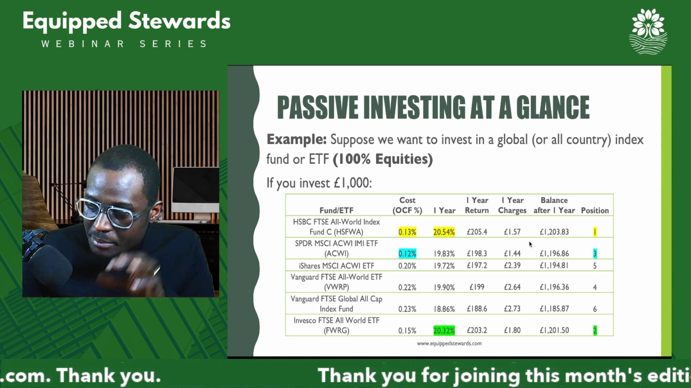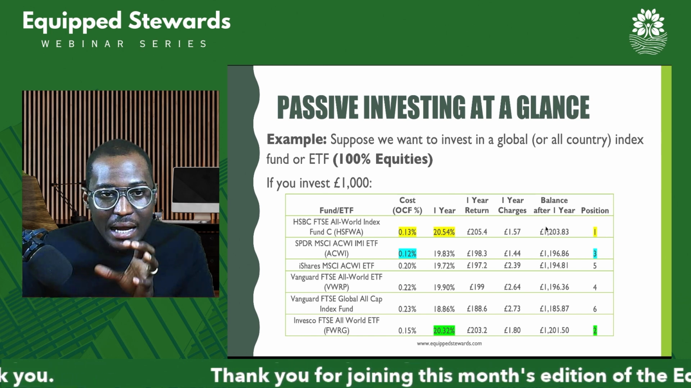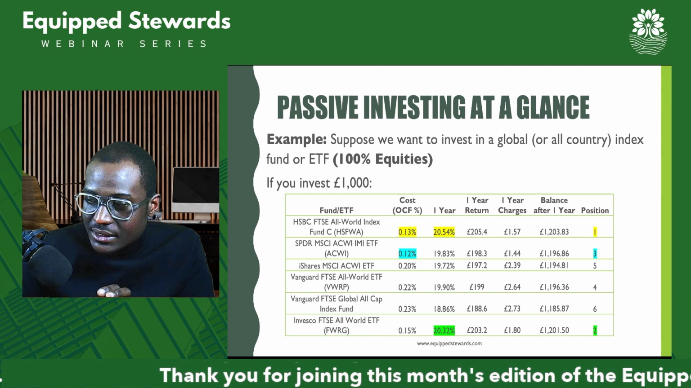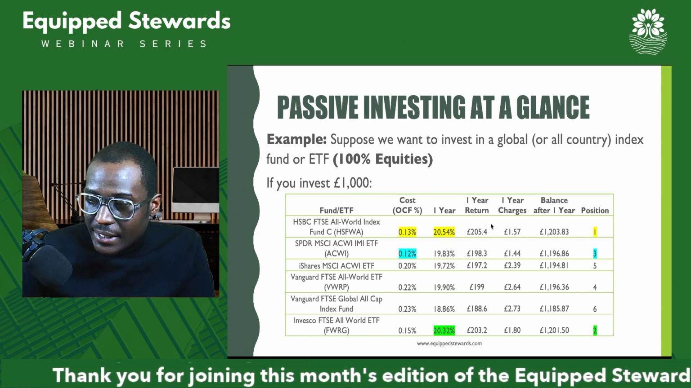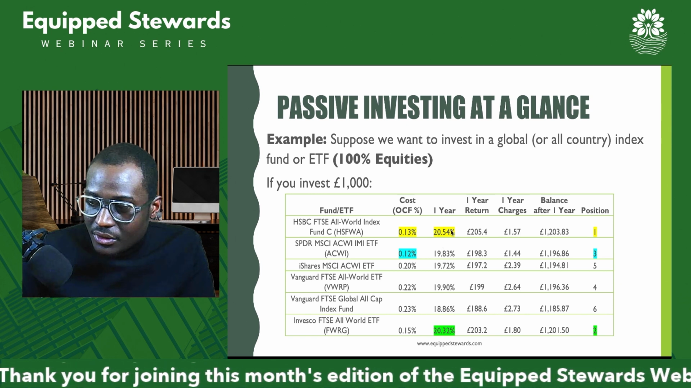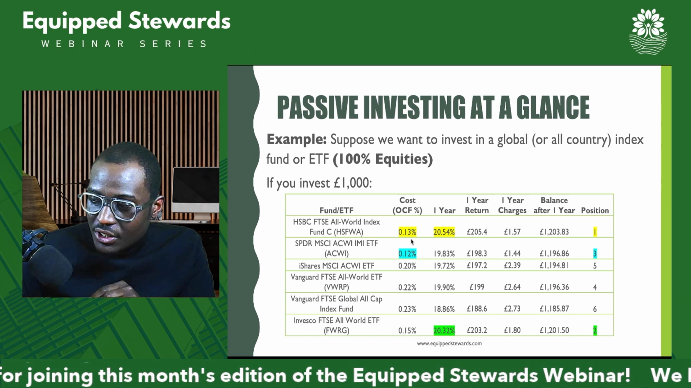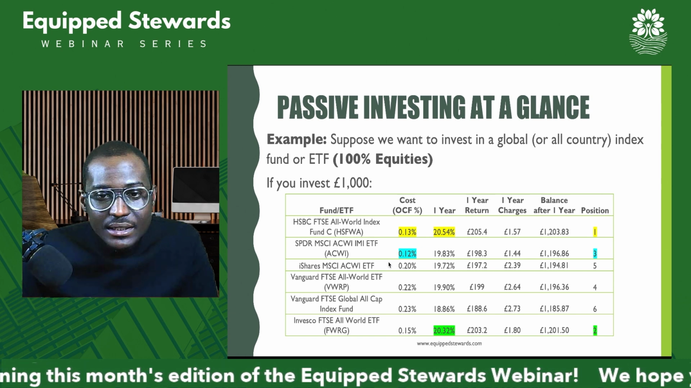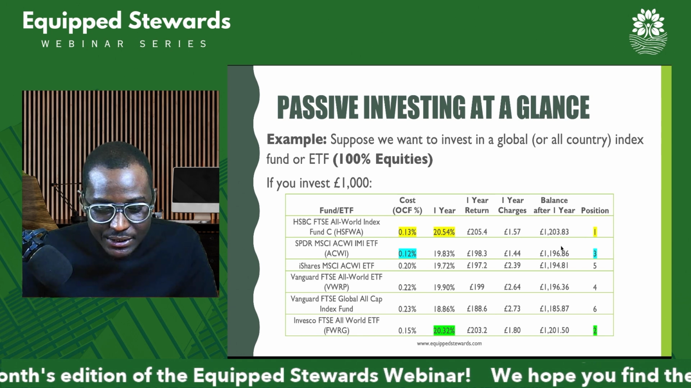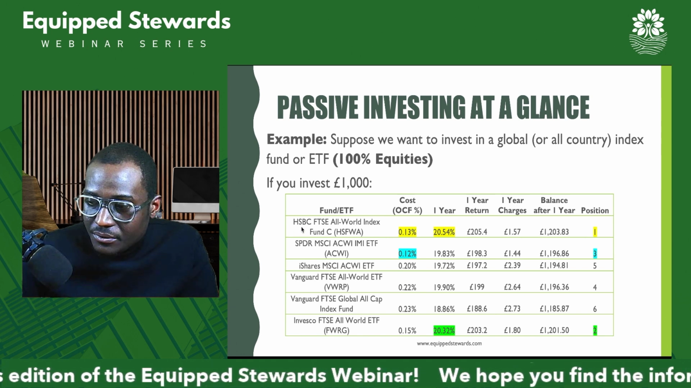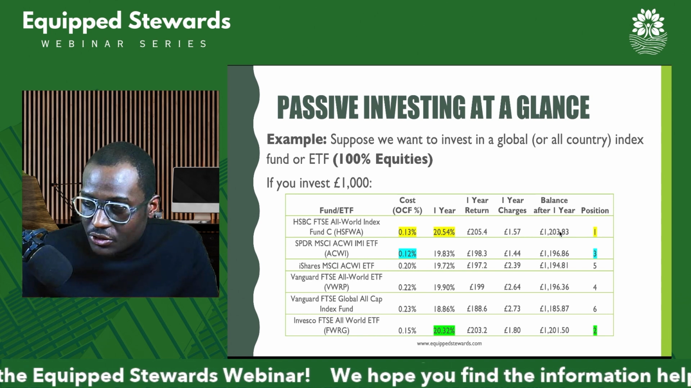So it means that the balance after the first year, if you take into account the charges, will now be 1,203.83. So you can see that higher return has an impact and lower cost also has a benefit. At the end of the day, I did this for each of the funds and then I ranked them from 1 to 6. And you can see the first one, which is the HSBC 40 All World, has the best return within 1 year.